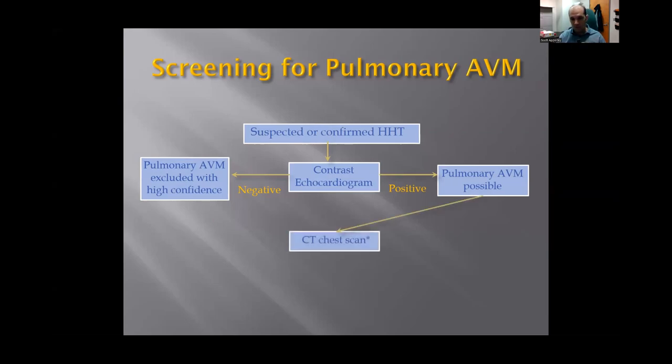So we move on to a CT scan of the chest. And the guidelines, in fact, would also say in certain scenarios, depending on the resources available, it may be appropriate to move from suspected or confirmed HHT to a CT scan, depending on where you are, although it's not necessarily the first test that is advocated for.